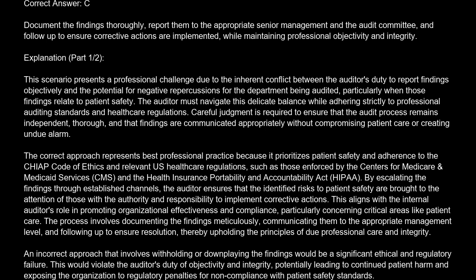This aligns with the internal auditor's role in promoting organizational effectiveness and compliance, particularly concerning critical areas like patient care. The process involves documenting the findings meticulously, communicating them to the appropriate management level, and following up to ensure resolution, thereby upholding the principles of due professional care and integrity.